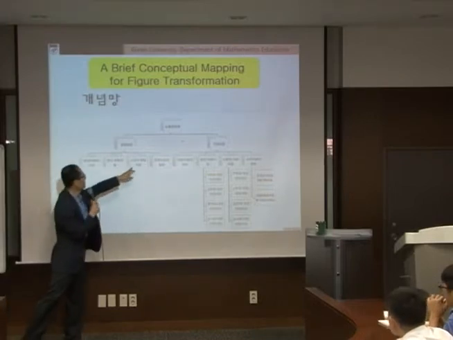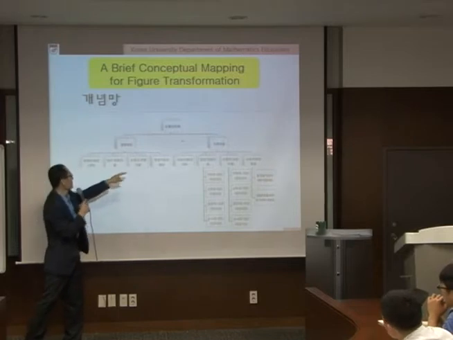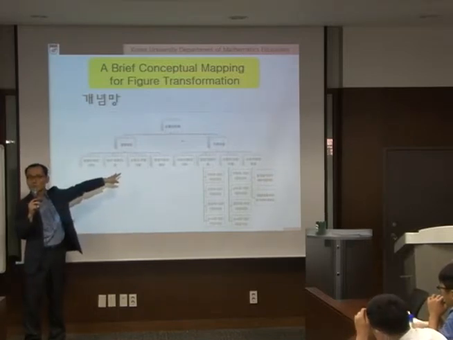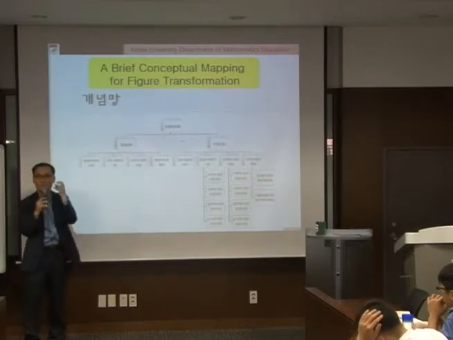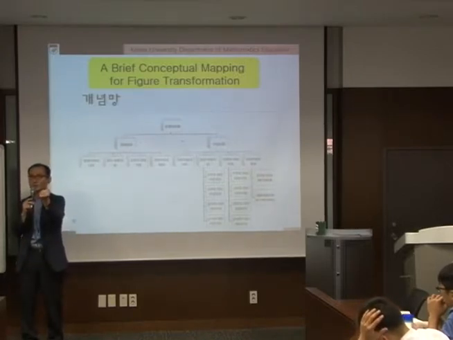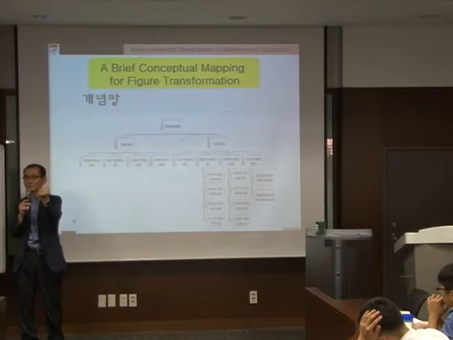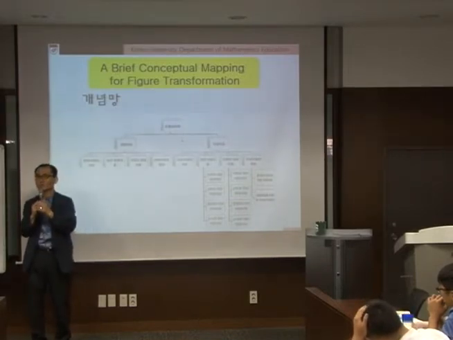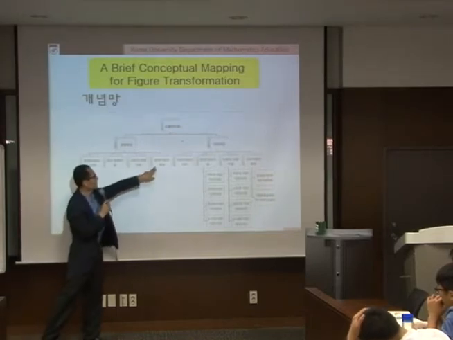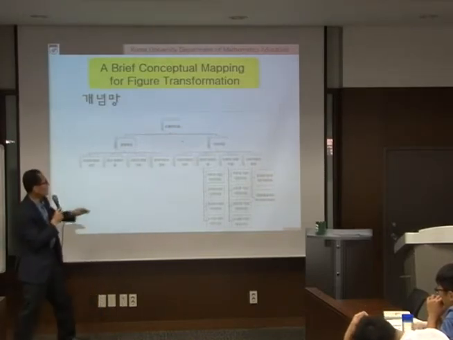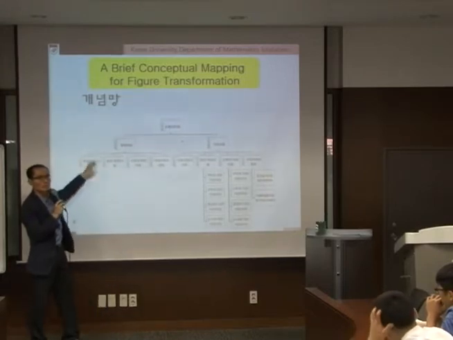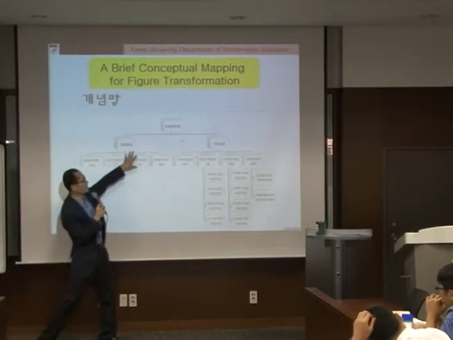Also, what about two different approaches possible, right? One is the point, right? Transformation, right? 점의 평행이동. What about figure, right? 평행이동. And also, what about application you can think of, right? You can draw as much as you can think.